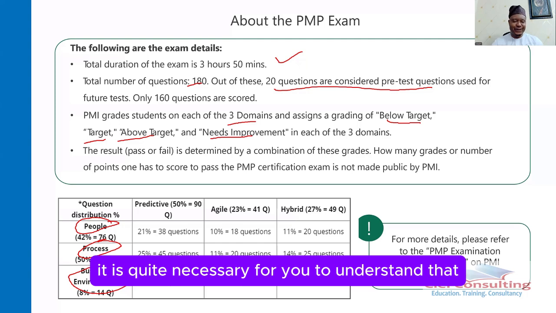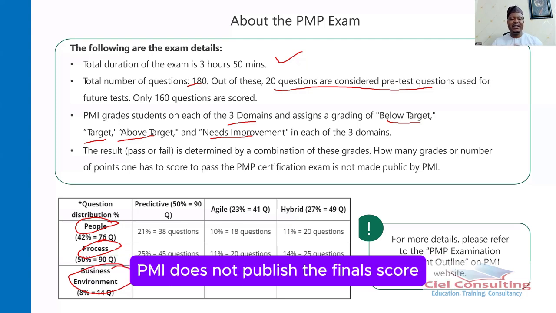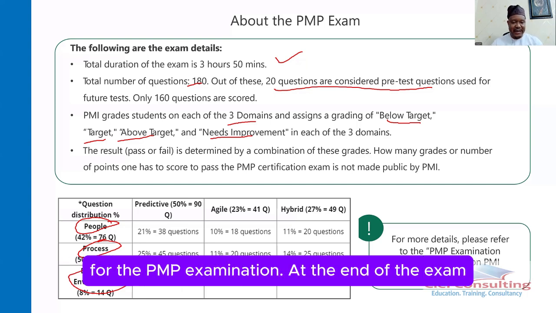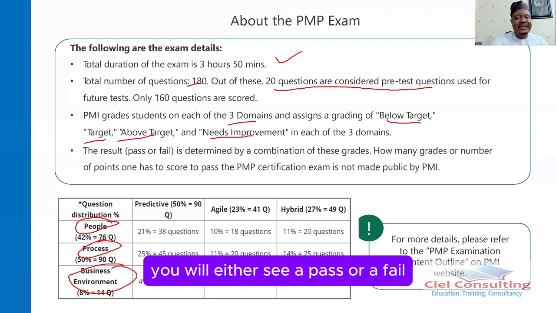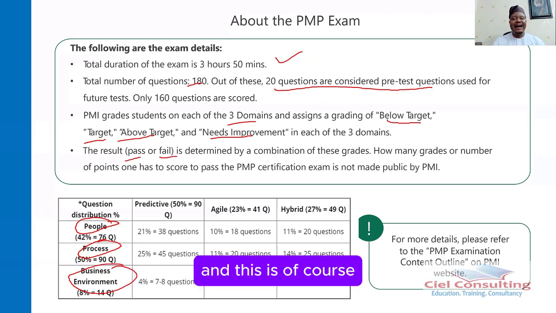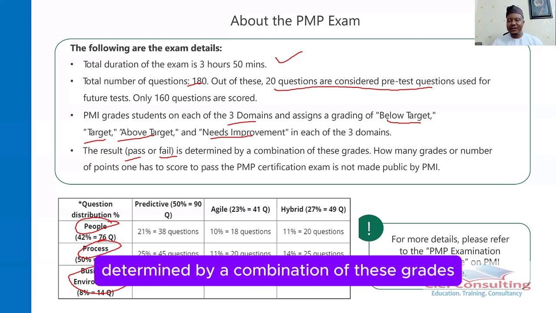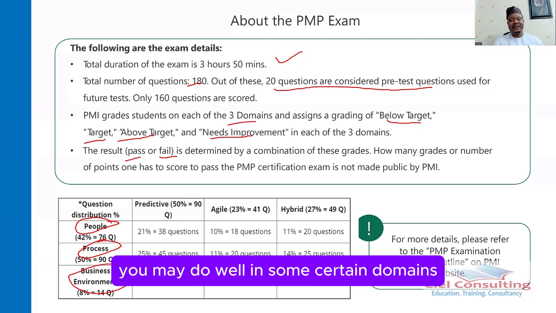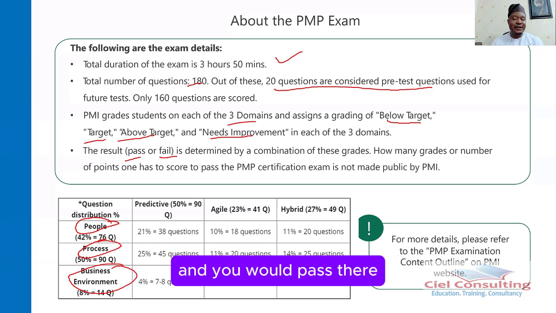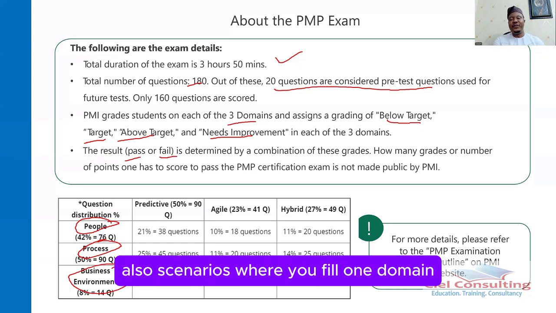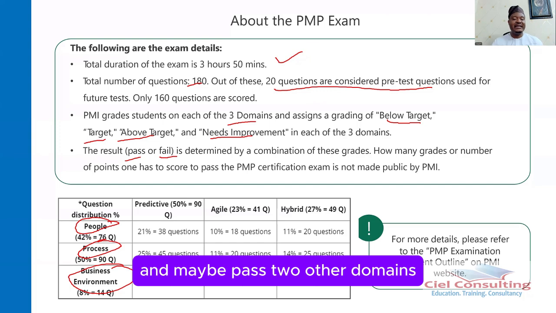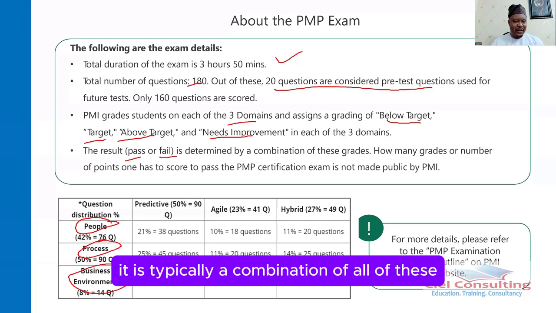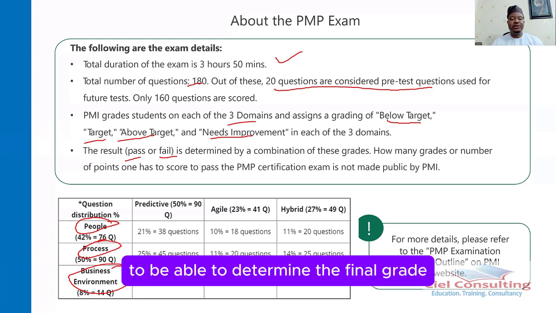It is quite necessary for you to understand that PMI does not publish the final scores. And PMI also does not publish what the pass mark is for the PMP examination. At the end of the exam, you will either see a pass or a fail. And this is, of course, determined by a combination of these grades. For example, there are chances that you may do well in some domains and not as well in other domains and you would pass. There are also scenarios where you fail one domain and maybe pass 2 other domains and you also discover that you did not pass the examination. So it is typically a combination of all of these that PMI uses to determine the final grade.